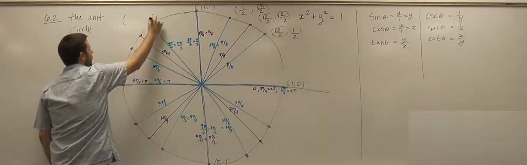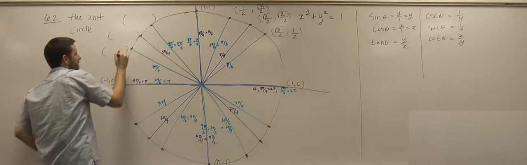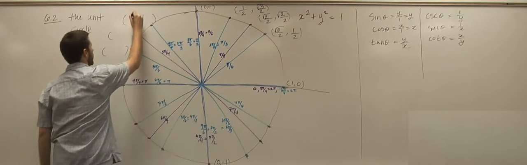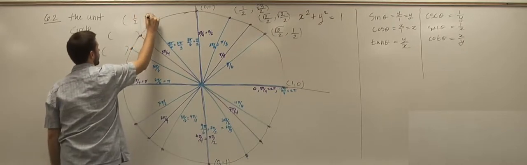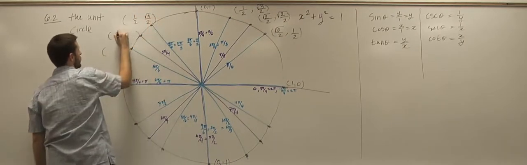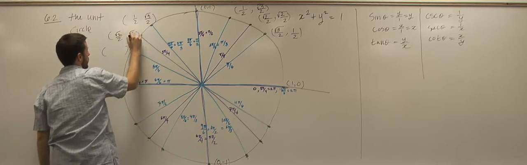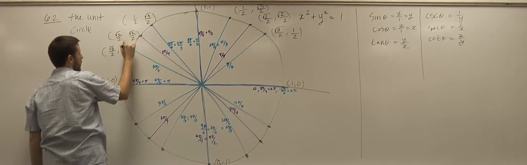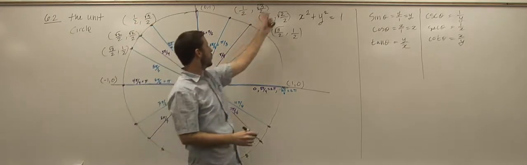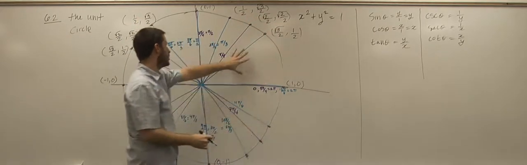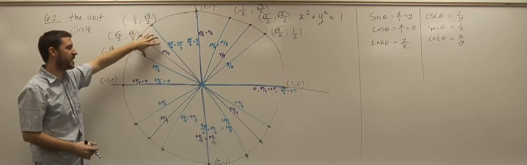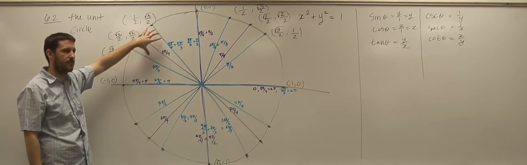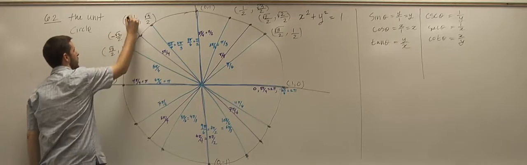All the x, y values are going to be exactly the same as these x, y values. Meaning I can put 1/2, root 3 over 2, root 2 over 2, root 2 over 2, and then root 3 over 2, 1/2. So I'm copying these x, y values. The only thing that changes is because we're in the second quadrant, one of them is negative. What's negative in the second quadrant? So these are all negative.